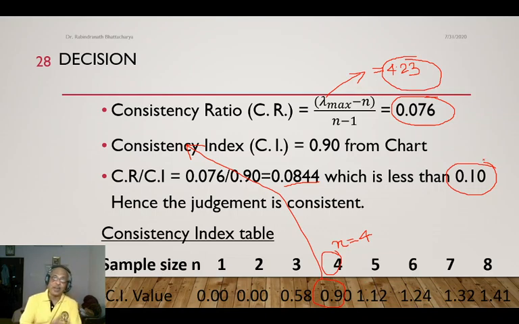So whatever matrix you form for AHP, you must find out the consistency ratio and compare it with the consistency index, and find out whether it is less than 10% or not. If it is not less than 10%, if it is more than 10%, you will have to repeat the whole exercise and form the matrix again.